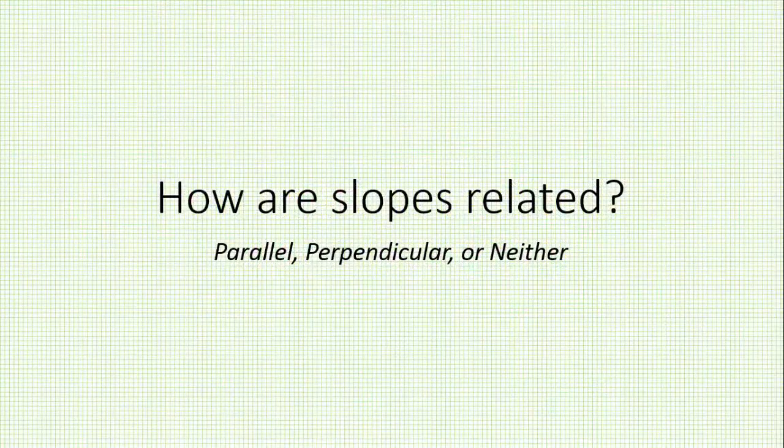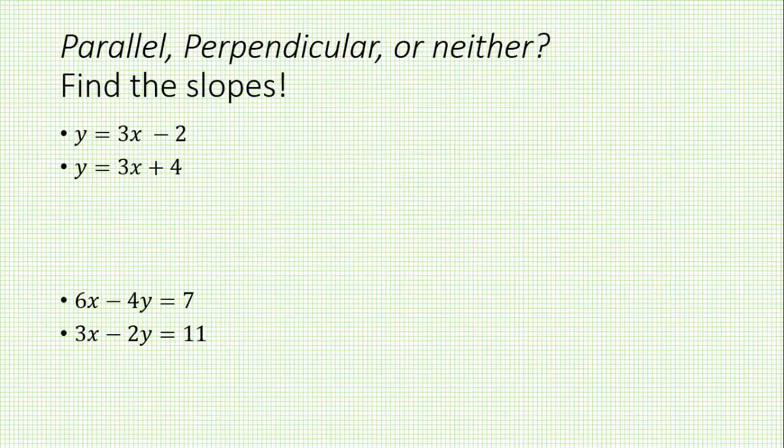Let's figure out how slopes are related to whether lines are parallel, perpendicular, or neither. Here's two pairs of lines. In the first pair, they're written in slope-intercept form, and we need to find the slopes. That's pretty easy, right? In slope-intercept form, the slope is just the coefficient of x. So the slope of the first one is 3, and the slope of the second one is 3 as well. So these slopes are equal. When the slopes are equal, the two lines are parallel.